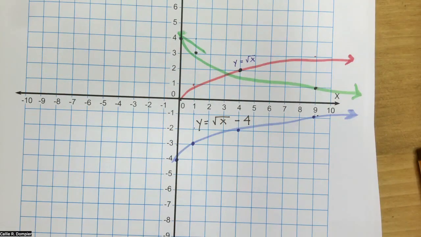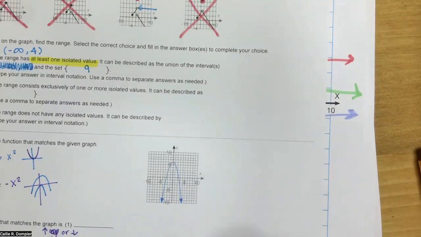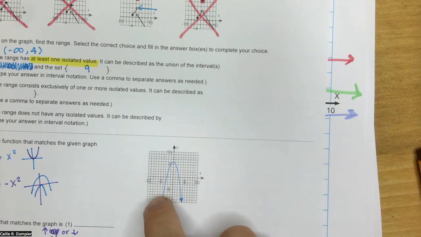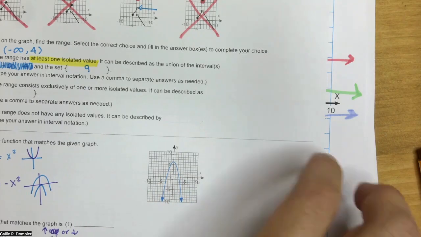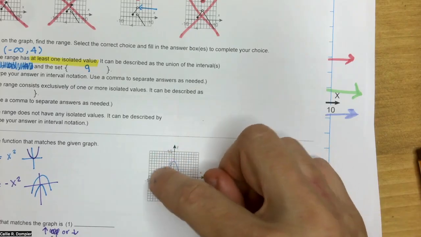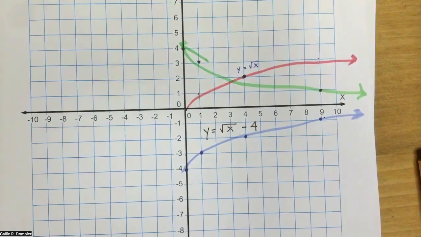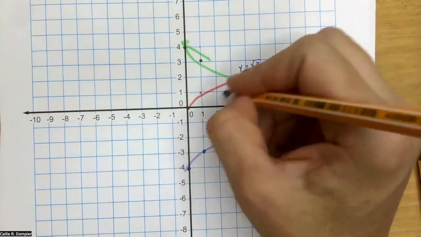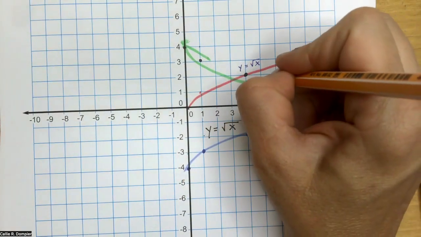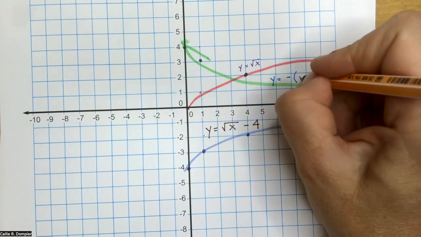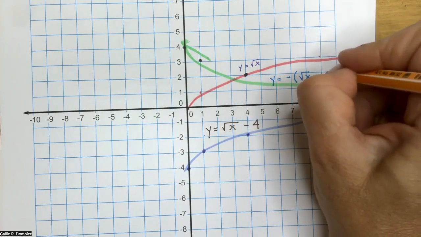And what did we learn from our previous examples? It was up like this. If I put a negative in front of the whole thing, it's reflected across. It goes from up here to down here, right? So we're going to make the whole thing negative to reflect across the x-axis. So that's y equals negative square root of x minus 4, right?